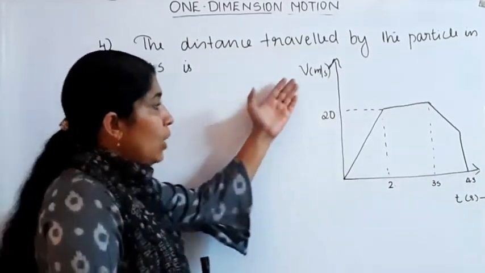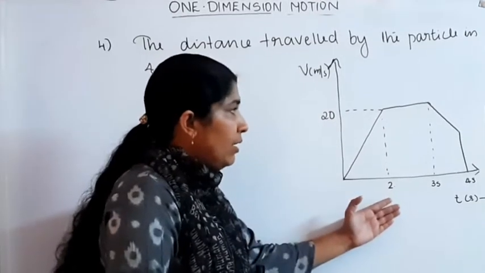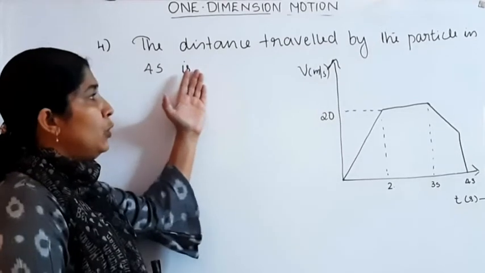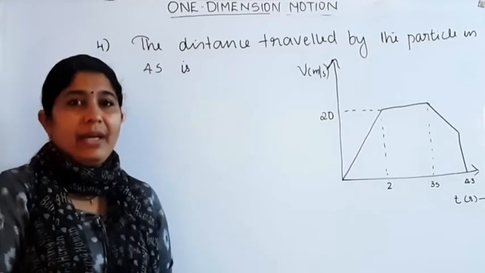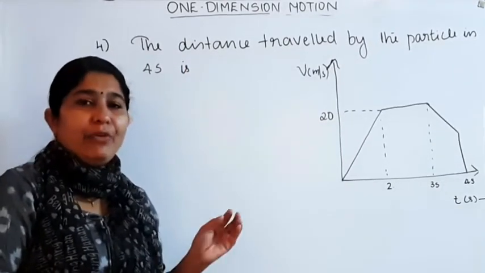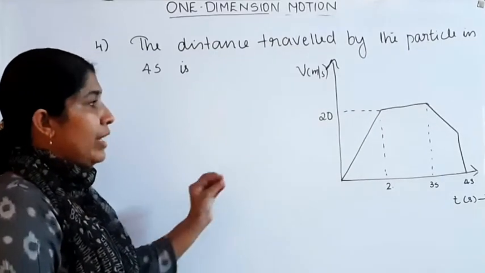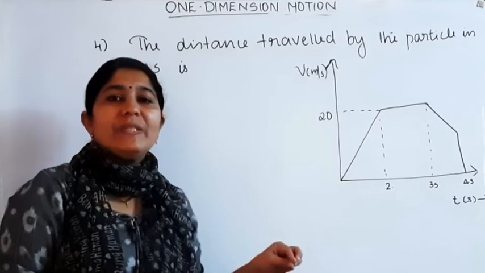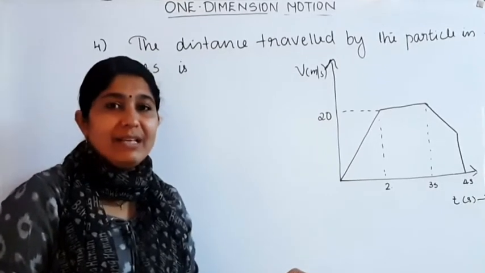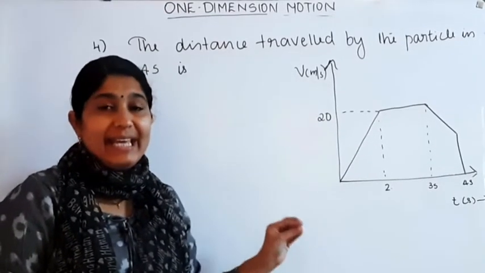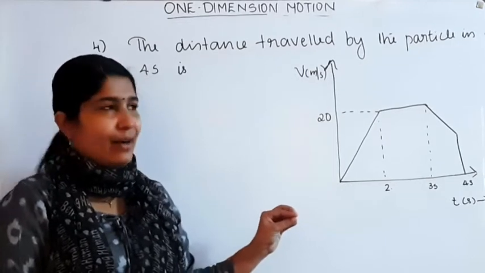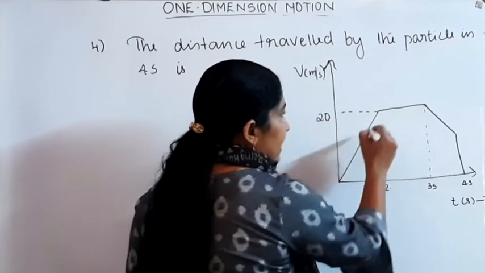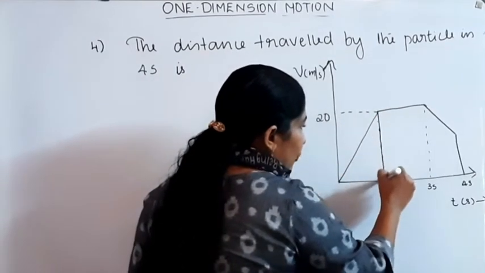Okay, here the velocity time graph is given. From the velocity time graph, we want to find out the distance. How can we find out the distance from velocity time graph? Area under velocity time graph gives distance. Okay, what about the area here? Here the area is in the form of a triangle.